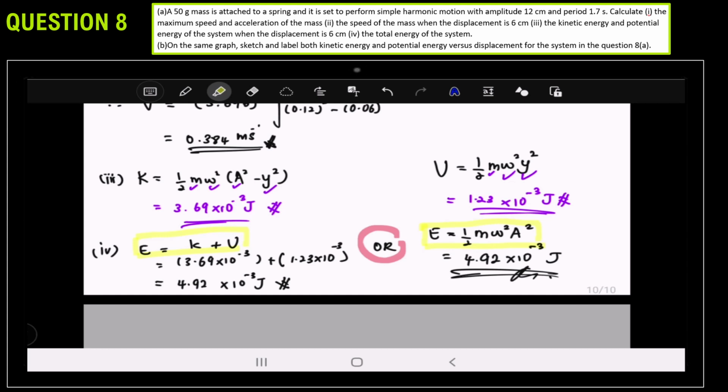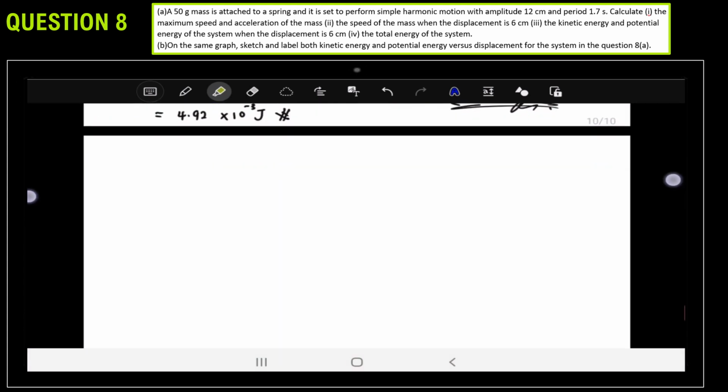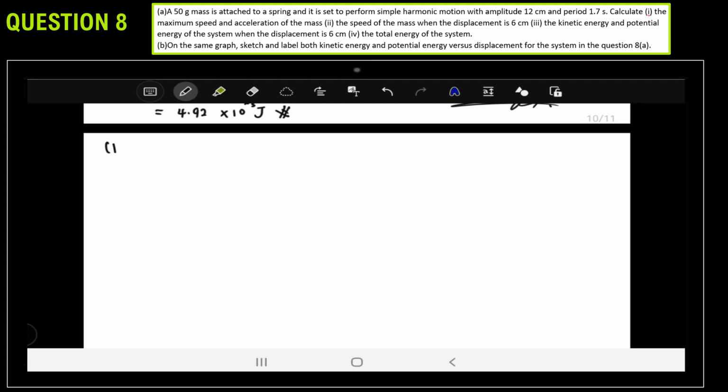Now on part B, we want to sketch the graph. Question 8B: on the same graph, sketch and label both the kinetic energy and the potential energy versus the displacement for the system in question 8A. Okay, let's say we have this. You can label all the axes, so we have E in joule, and Y in meter. This one is 0, this is negative A, and here let's say this is positive A. I will adjust a little bit.